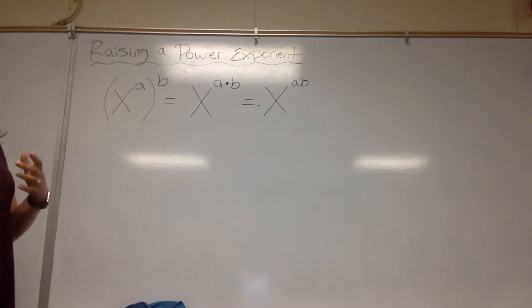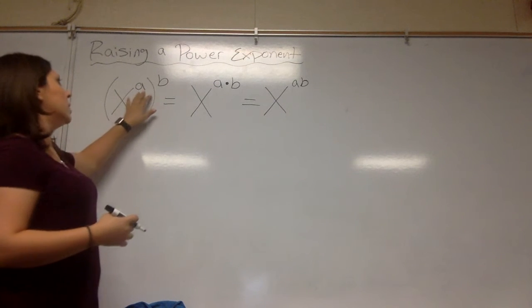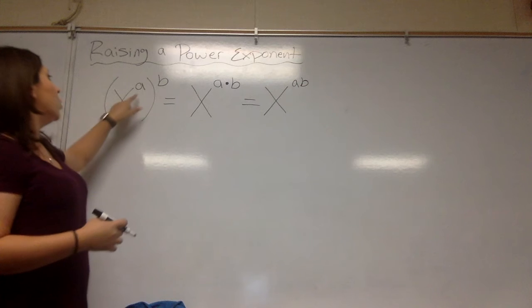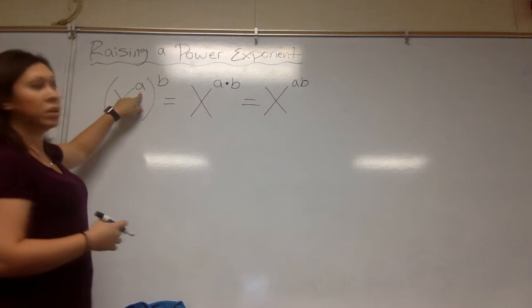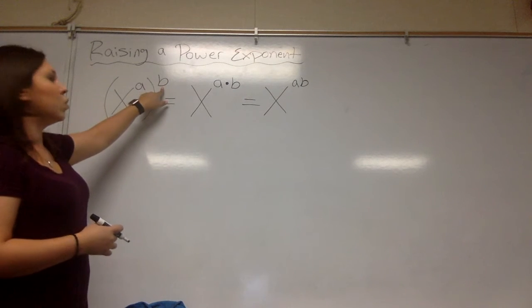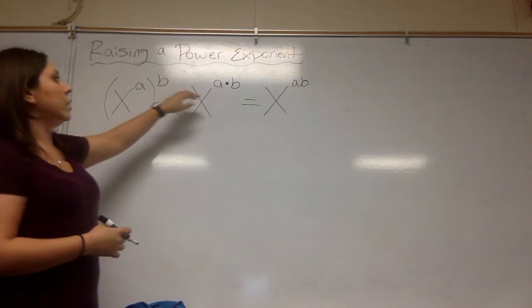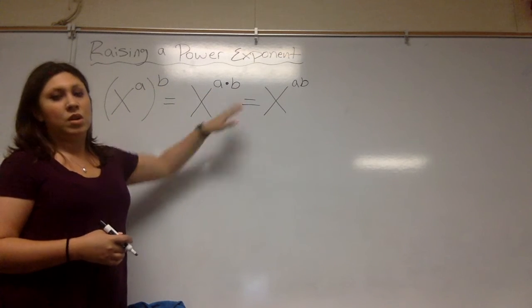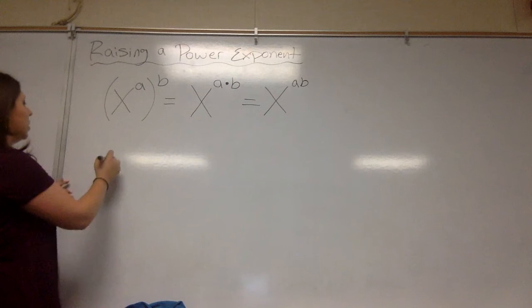Kind of like what we did before, where we had the same base and then we added the exponents. When we have parentheses with one exponent on the inside and one on the outside, we're going to end up multiplying those. So let's do an example.